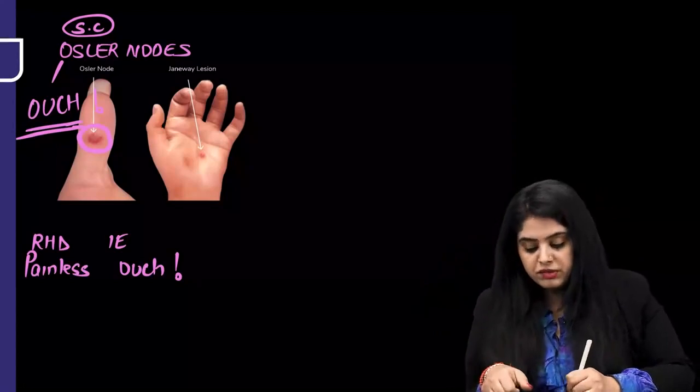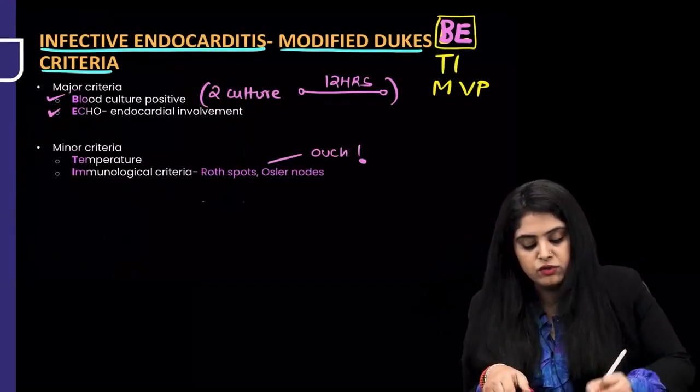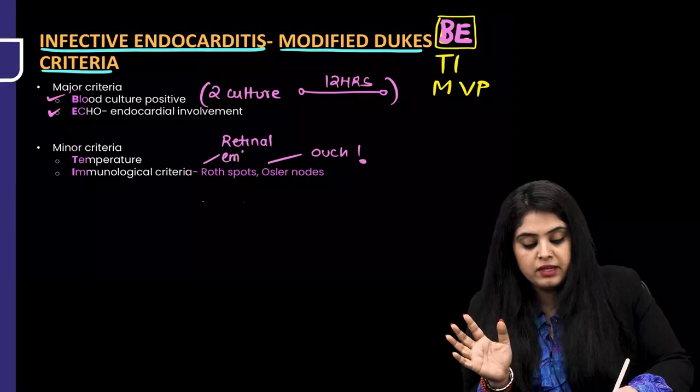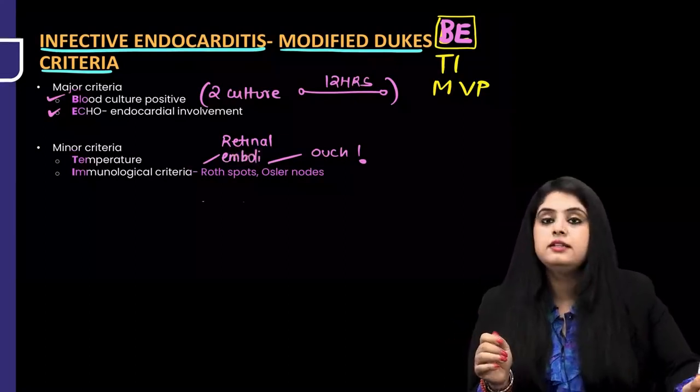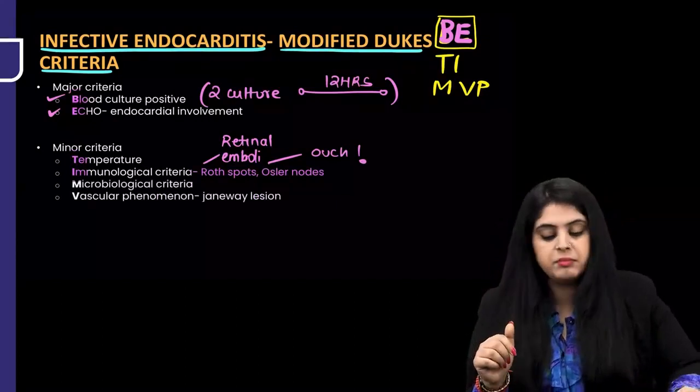Okay, so Osler nodes is one, and the second one is going to be, so these are ouch wala is how you will always remember, hai na? Roth spots is R for R. These are retinal involvement. This is retinal emboli. This is going to be retinal emboli. So beti ka ho gaya temperature and immunological. What is most valuable person?